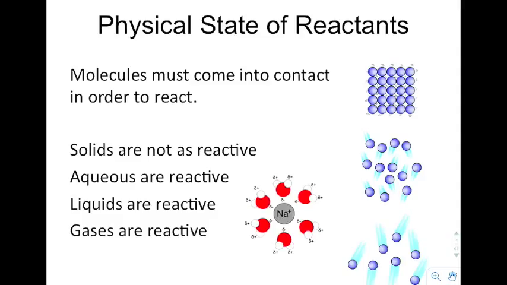So the physical states of the reactant will help determine what's going on. Solids are generally not considered to be reactive because it is very difficult to have solid particles interact with solid particles. Aqueous are generally considered to be reactive, liquid are generally reactive, and gases are the most reactive. So the physical state of the reactant will help determine the speed at which the reaction occurs.